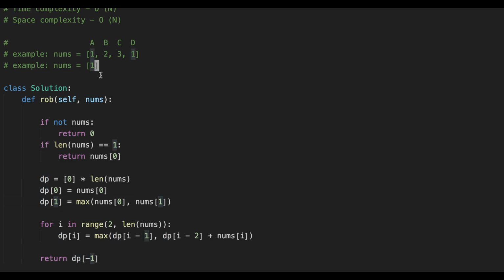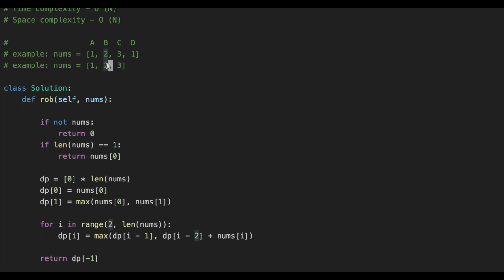Now we have 1 and 2, and let's say that we are adding one more. We are adding 3. So what's the choice that we can make in this case? Again, we cannot take two adjacent houses, right? In this case, we can take either the 1 and the 3, or we can take whatever the value is here.